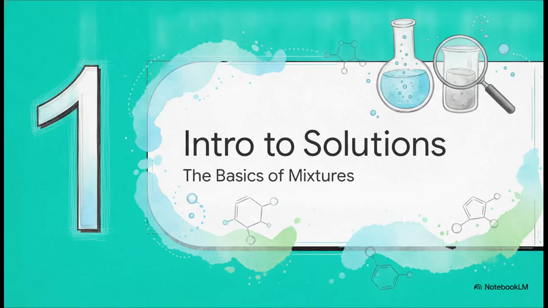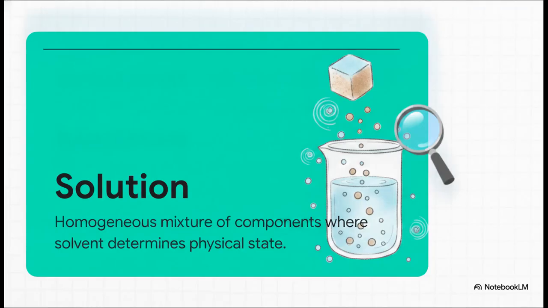Okay, Section 1, Introduction to Solutions, the basics of mixtures. Let's get into it. So what exactly is a solution? The absolute key word here is homogeneous. That simply means the composition and properties are perfectly uniform throughout the whole thing. Picture dropping a simple sugar cube into a beaker of water. As it dissolves, the water molecules, which we call our solvent, completely surround the sugar molecules, our solute. They pull those sugar molecules apart until they're evenly, perfectly distributed.